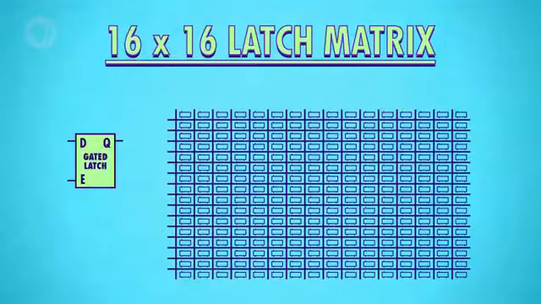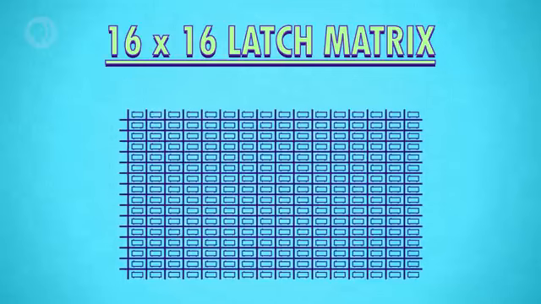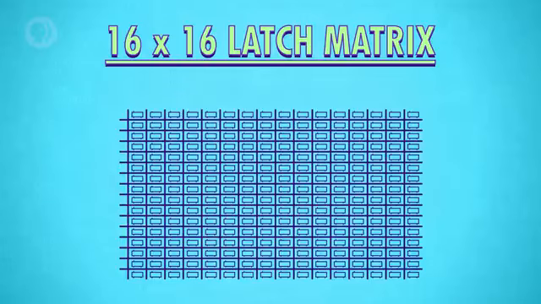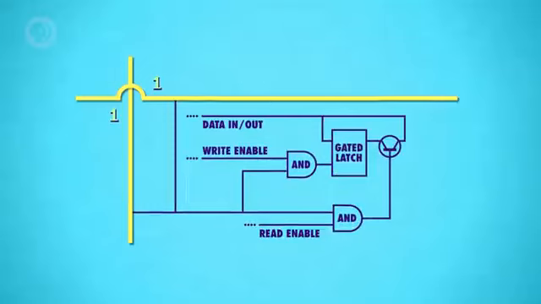In this matrix, we don't arrange our latches in a row, we put them in a grid. For 256 bits, we need a 16 by 16 grid of latches, with 16 rows and columns of wires. To activate any one latch, we must turn on the corresponding row and column wire. Let's zoom in and see how this works.